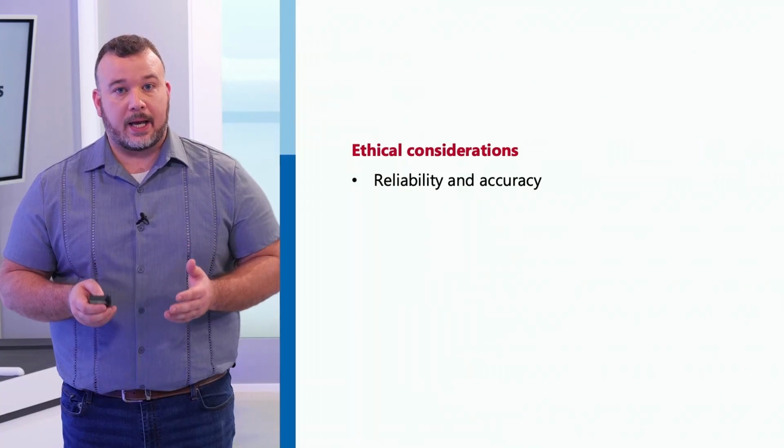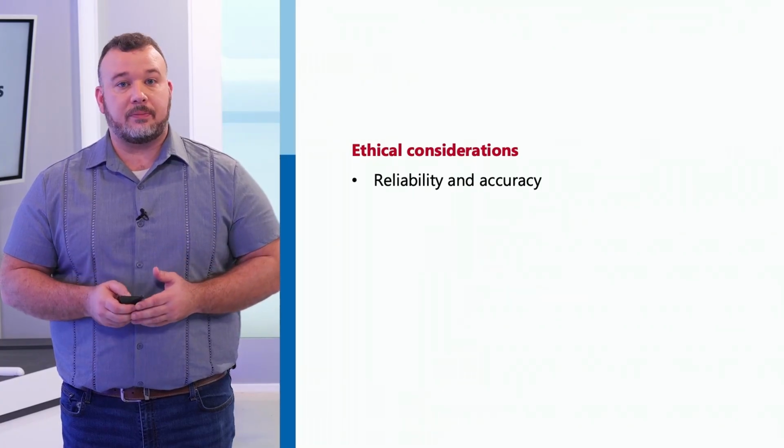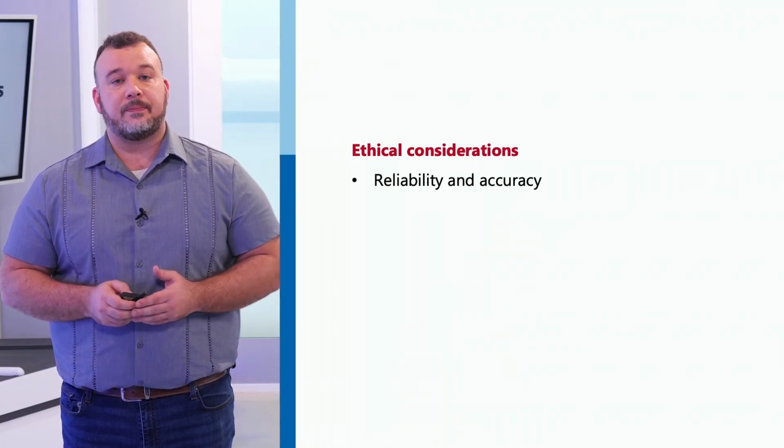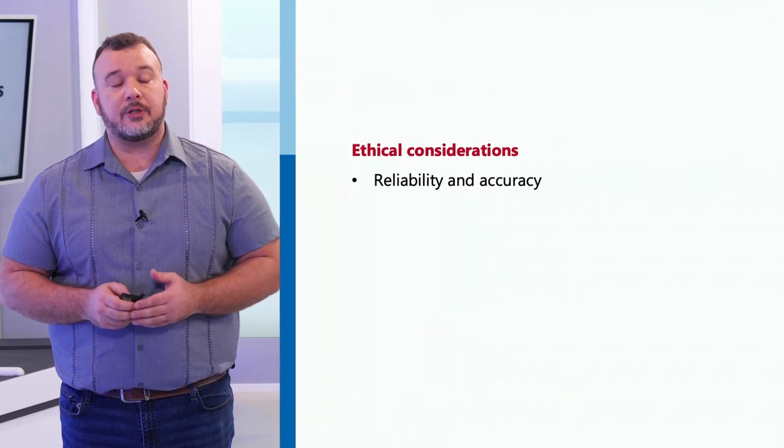Imagine an AI system designed to analyze medical imaging data, such as X-rays or MRIs, to assist doctors in diagnosing diseases. This use case holds enormous potential for improving diagnostic accuracy and reducing workload for overworked healthcare professionals. However, it also introduces several ethical considerations. First is reliability and accuracy. The AI system must perform consistently across diverse patient populations and medical conditions. Any inaccuracies could lead to misdiagnoses, potentially harming patients.